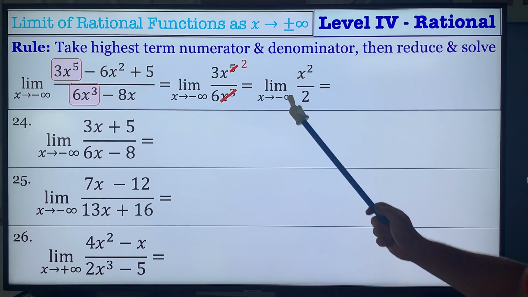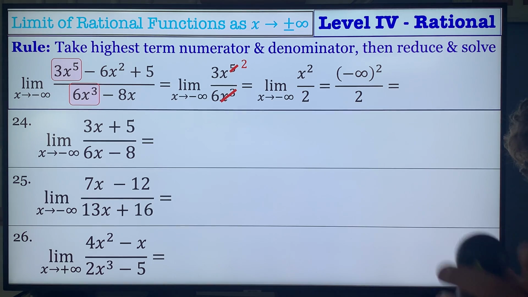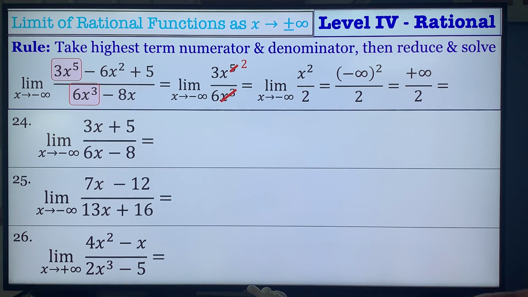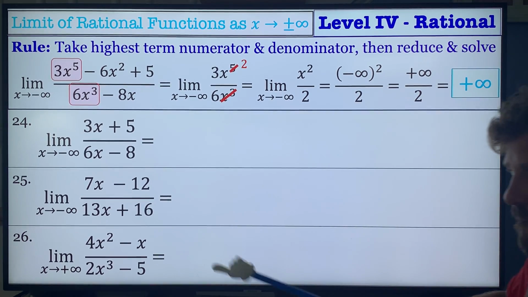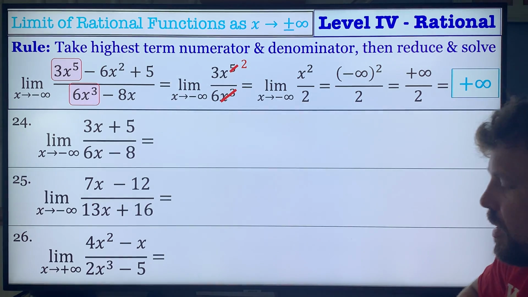Plug my negative infinity into the x squared. Negative infinity squared is positive infinity divided by 2 is still positive infinity. Positive infinity divided by 1 billion is still positive infinity.